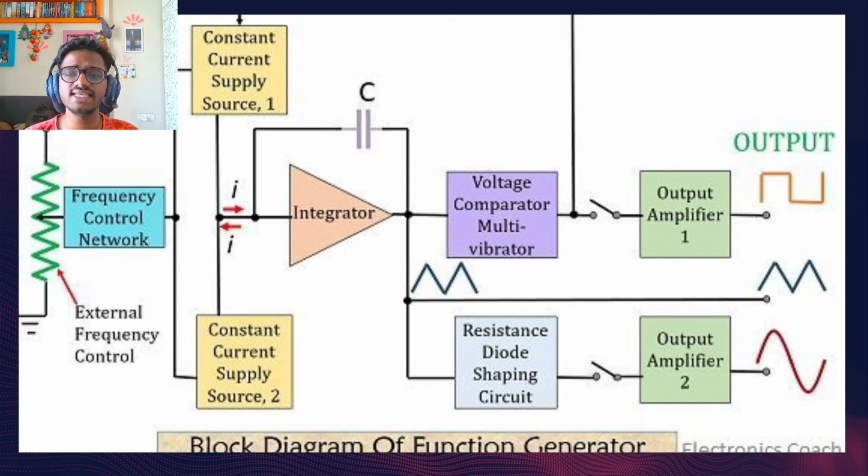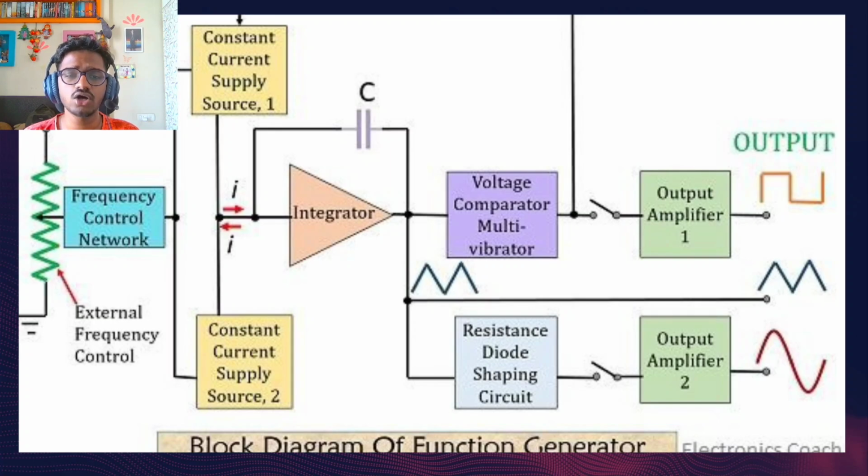Any increase or decrease in the current will resultantly increase or decrease the slope of the voltage at the output, and thus controls the frequency. The voltage comparator multivibrator present here changes state when the integrator output voltage reaches a previously determined maximum level. Due to this change of state, the current supply from source 1 cuts off and switches to supply source 2. A reverse current is supplied to the integrator by current source 2.